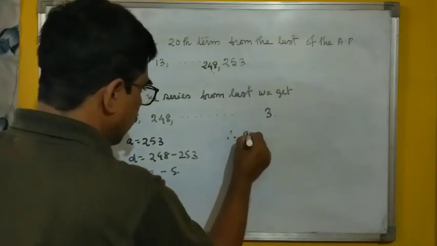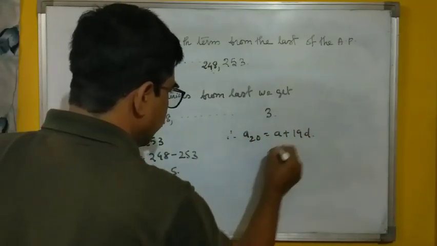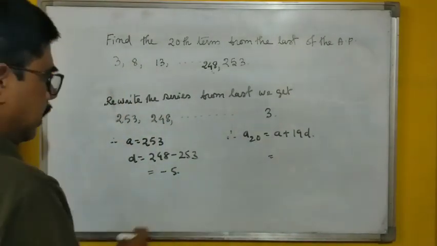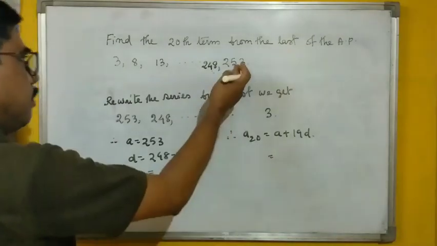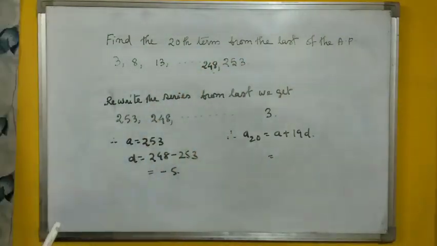Therefore, A20 equal to what? A plus 19D. And then you complete it. The 20th term you will get from the last, meaning from that side we will get the 20th term. Finish it.